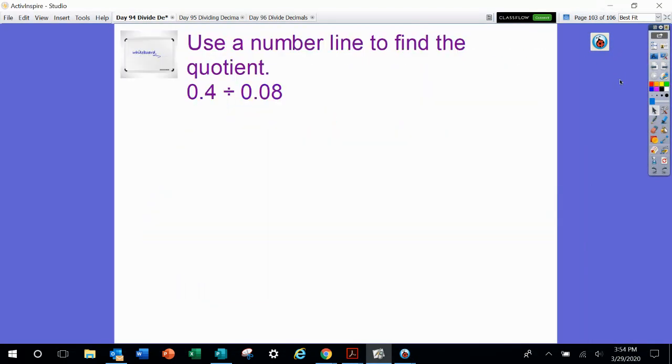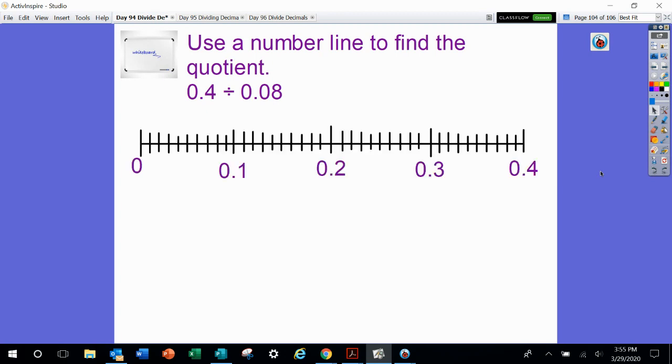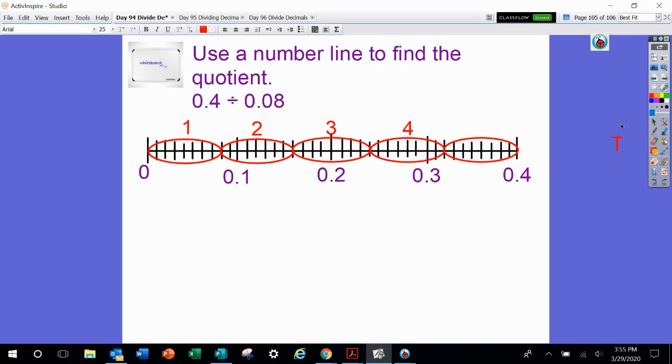Okay, now it's your turn. You're going to solve this problem. Use a number line to find the quotient of 4/10 divided by 8/100ths. Pause the video so you have time to work. Okay, so here's my 4/10, and I have my 8/100ths inside.